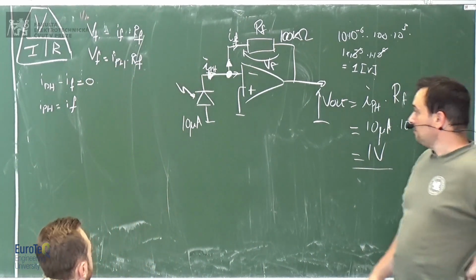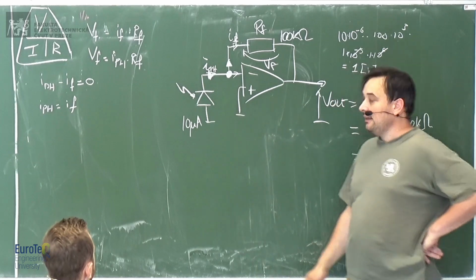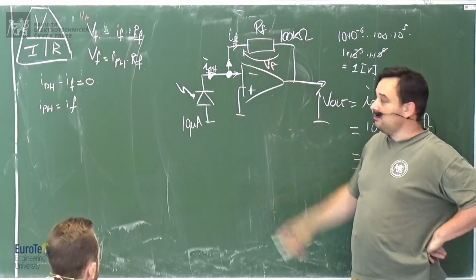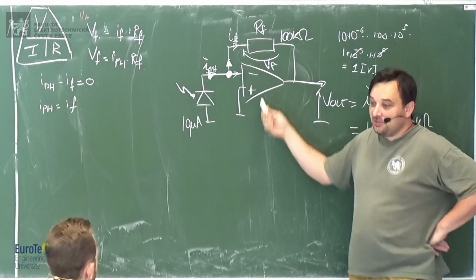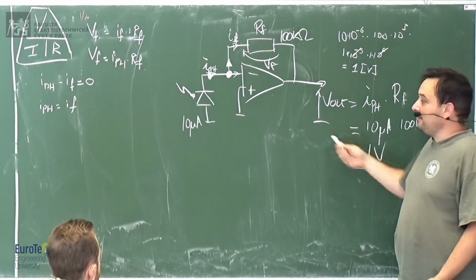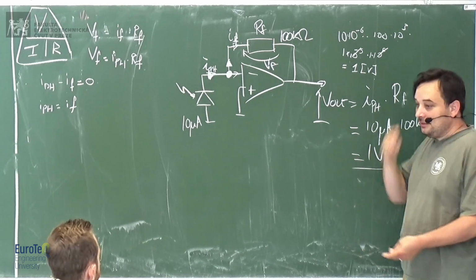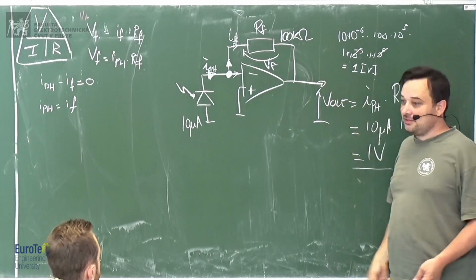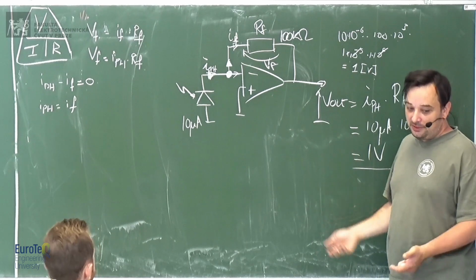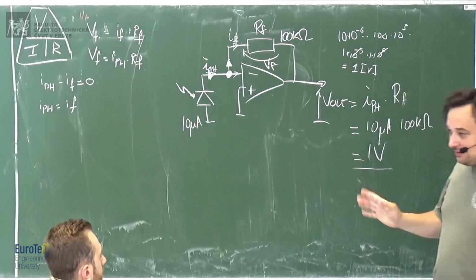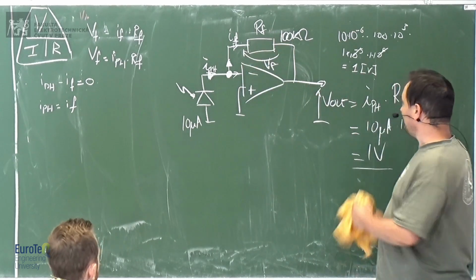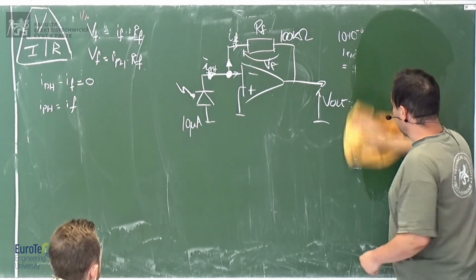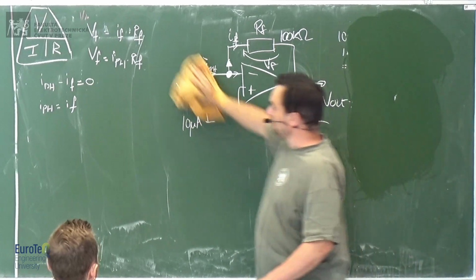So you take a current, you send it to the feedback, and then you get a voltage, which is Ohm's law. You have a small current of 10 micro, but you send it to a large resistor, boom, you get a decent voltage. So what we are doing here is nothing else than taking this current and sending it through a resistor, correct?